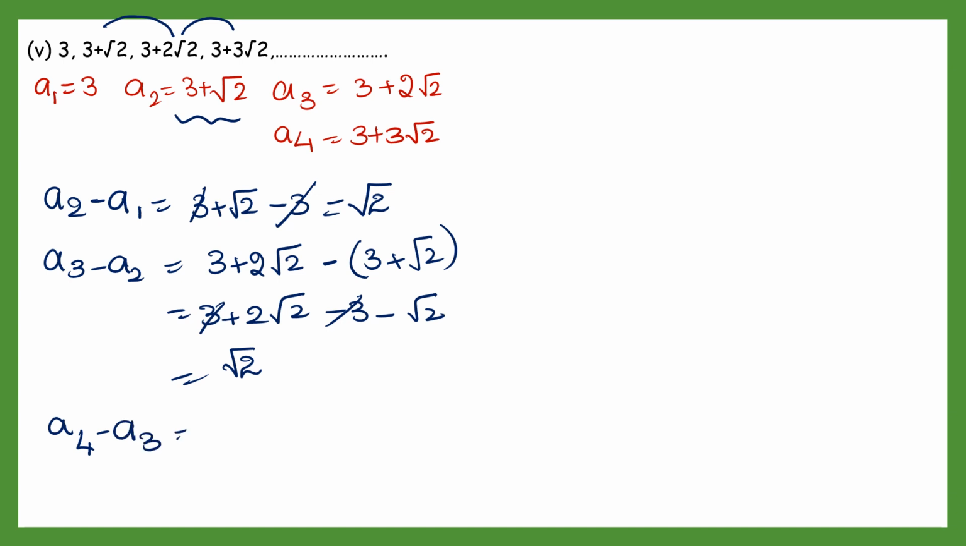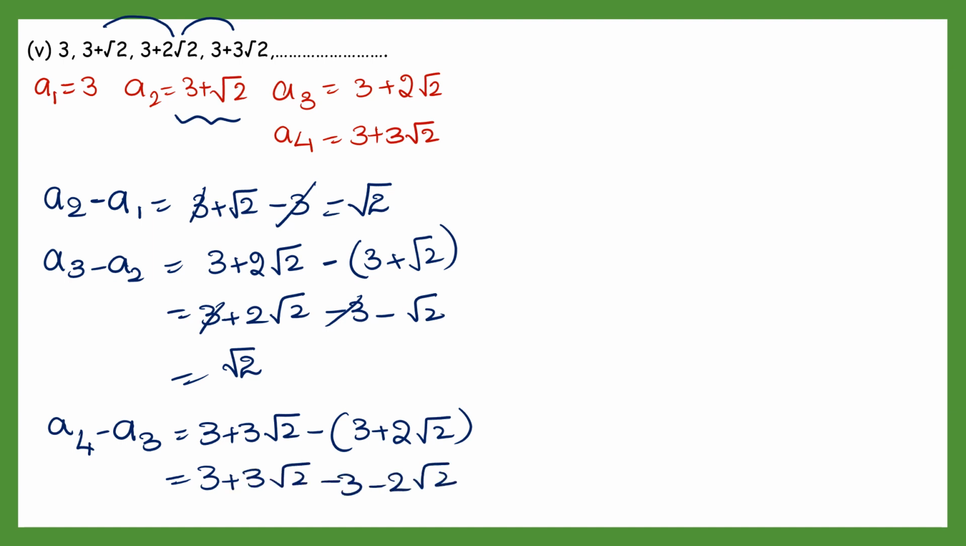So let's find the difference, A4 minus A3. 3 plus 3 root 2 minus A3, which is 3 plus 2 root 2. So 3 plus 3 root 2 minus 3 minus 2 root 2. 3 and 3 get cancelled. 3 root 2 minus 2 root 2 is root 2. Now if you observe, the difference between consecutive terms is root 2 always. So the difference is same.